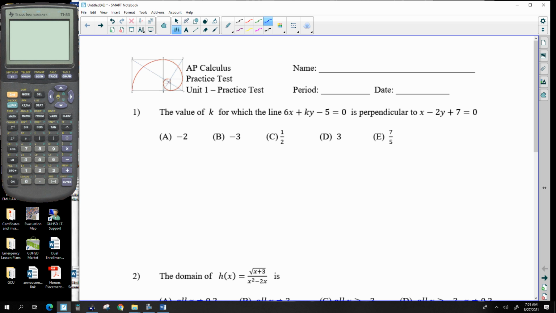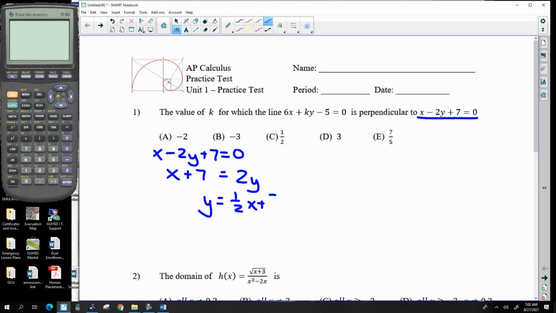We want these lines to be perpendicular. So what I'm going to do is start with this equation, find the slope, and then determine what the perpendicular slope to that would be. So we begin with x minus 2y plus 7 is equal to 0. So I add 2y. That leaves x plus 7, and then I divide by 2, which would yield 1/2 x plus 7 over 2. So right now, the slope is 1/2, thus the perpendicular slope is equal to -2, the opposite reciprocal.